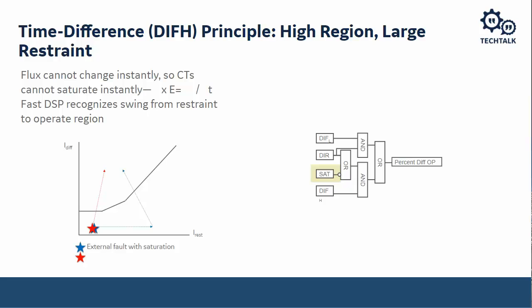So in the graph to the left over here, the red star shows a high magnitude internal fault with no saturation, where we would go right into the tripping area and be able to trip at high speed. For an external fault, which is what the blue star and line show, we would travel along the x-axis and then jump up on the y-axis very abruptly. So this gets flagged as saturation, and we're forced to look for direction. It gives us our additional security.